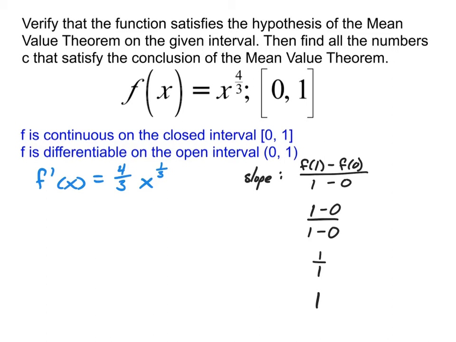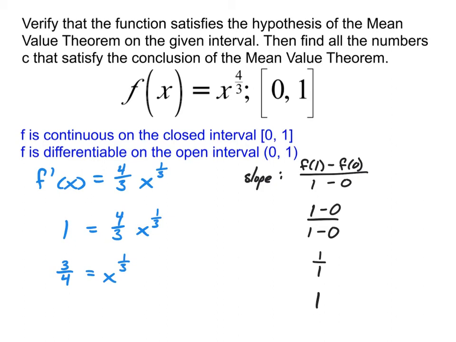So now I can take that and put it back over here, because remember, for the mean value theorem, I'm trying to figure out when the derivative equals that slope. So I'm now going to do 1 equals 4/3 x to the 1/3. And we're going to solve that. So first thing I'm going to do is divide both sides by 4/3, or in other words, multiply both sides by 3/4, because those two mean the same thing. So that gives me 3/4 equals x to the 1/3 power.